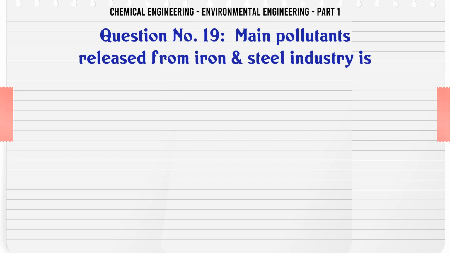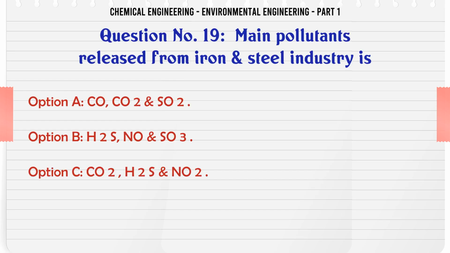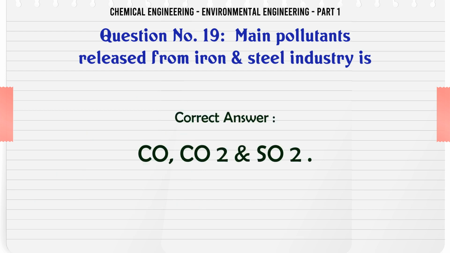Main pollutants released from iron and steel industry is A. CO2 and SO2, B. H2S, NO and SO3, C. CO2, H2S and NO2, D. SO3, NO2 and CO2. The correct answer is CO2 and SO2.